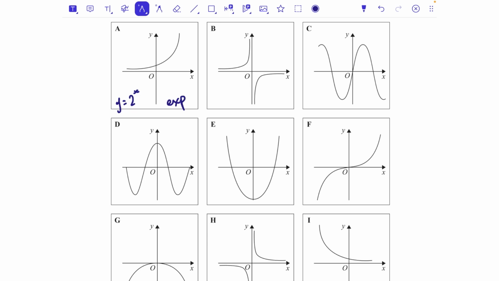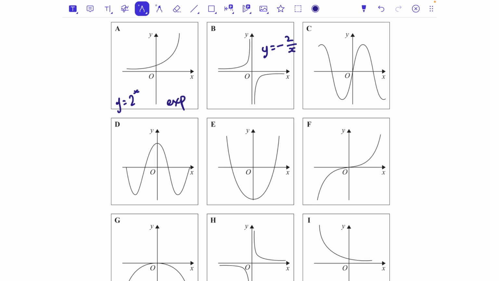For B, I've got a reciprocal graph, but this is a negative reciprocal graph. Reciprocal graphs can look either these two or these two. If it is in the quadrants that we've got here, that's going to be minus 2 over x, or minus 3 over x, or minus 4 over x, or something like that. The number's not really important, but that x is on the bottom of the fraction, something like that.